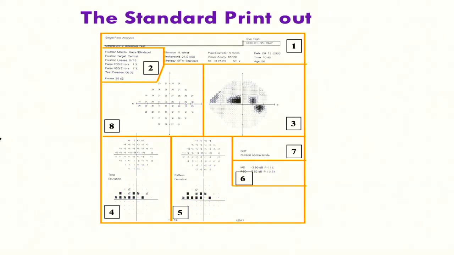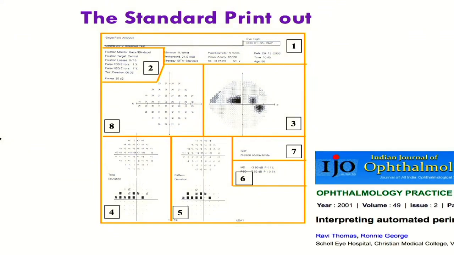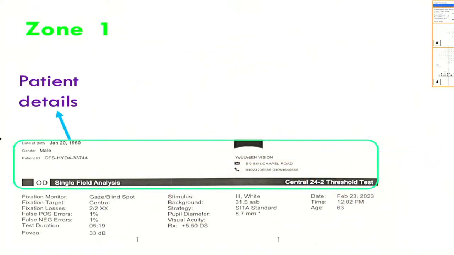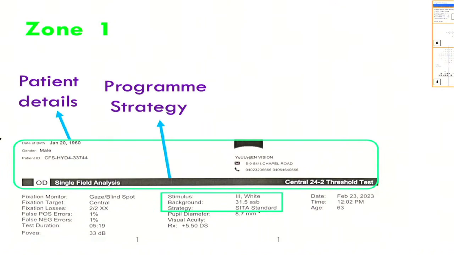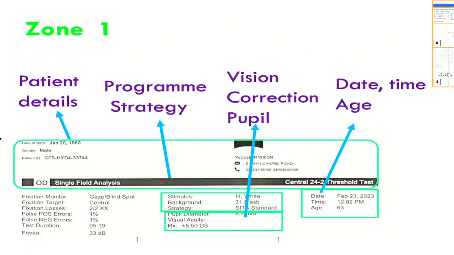All right, so the standard printout looks something like this, and it's divided into zones in this paper by Dr. Ravi Thomas, as I was talking to you. Zone 1 gives you all the patient demographics, you know, the patient details, the program strategy, the vision correction, the pupil size, as well as date, time, and age. All these are important. Why is age important? Because the machine has the ability to match it with normative data.